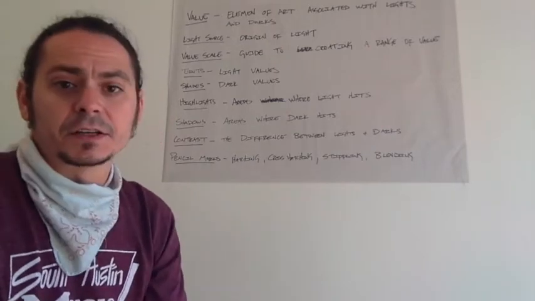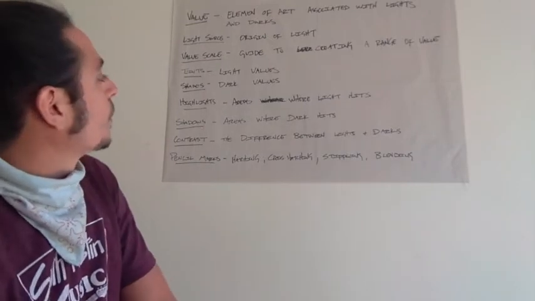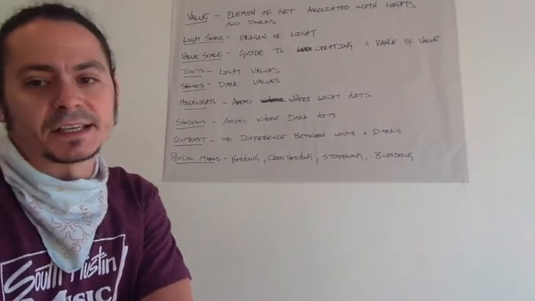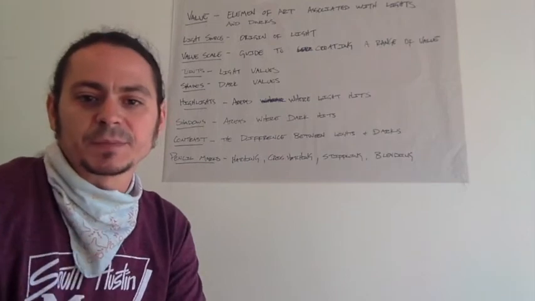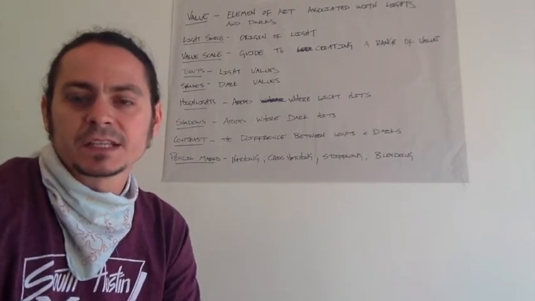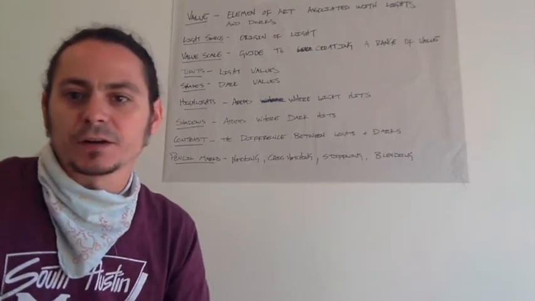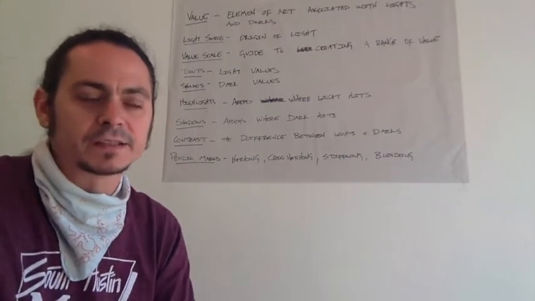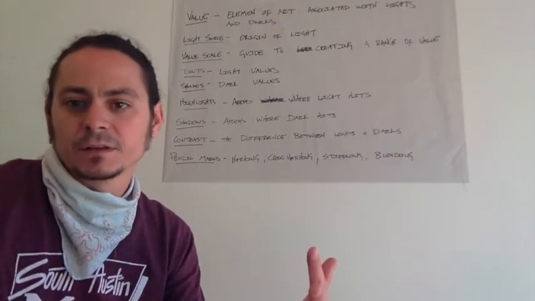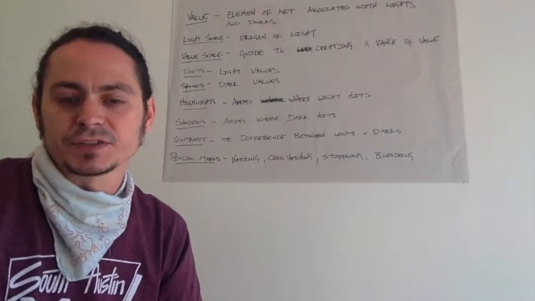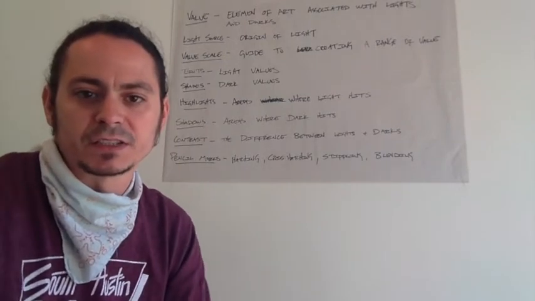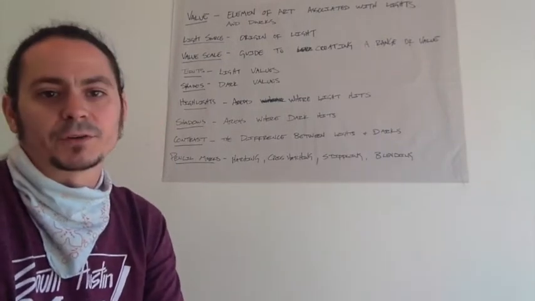Well, like I said earlier, value is an element of art that's associated with lights and darks. So when we talk about something being dark or light or medium or gray or almost dark or almost white, we're talking about value. So that is what it is. Value is just the accumulation of lights and darks with whatever you're looking at.